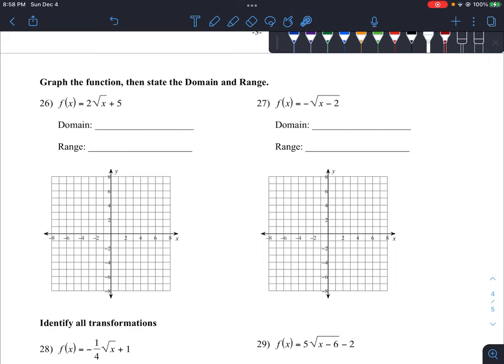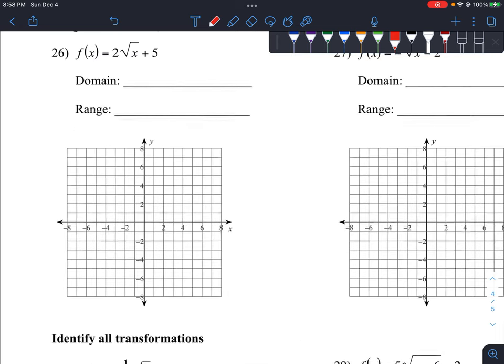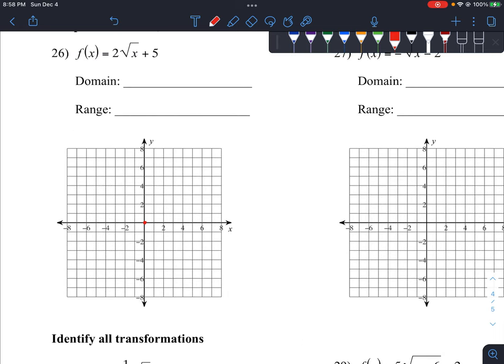All right, let's do some graphing for 26. So graph the function, state the domain and range. So we have 2 square root of x plus 5. So there are two transformations here. That's plus 5 and 2. Now, just as a reminder, the parent function of the radical function, or square root function, starts here, here, here, and then here. So one thing that we're doing here is that we're shifting it up 5, but then we're also stretching it by 2. So let's see, that would put it 1, 2, 3, 4, 5. That would put it right there.